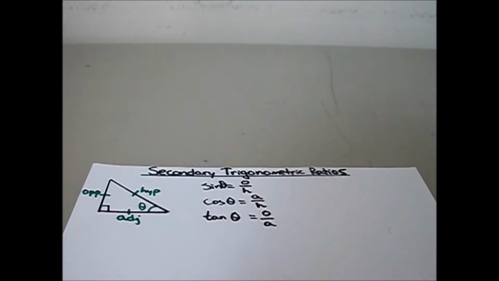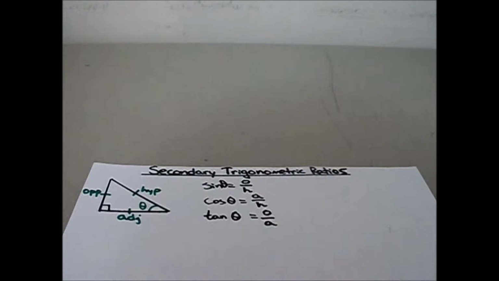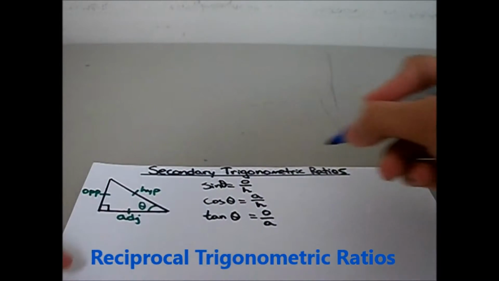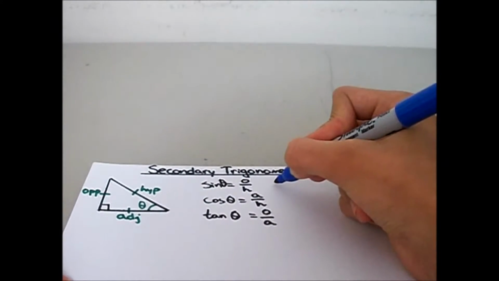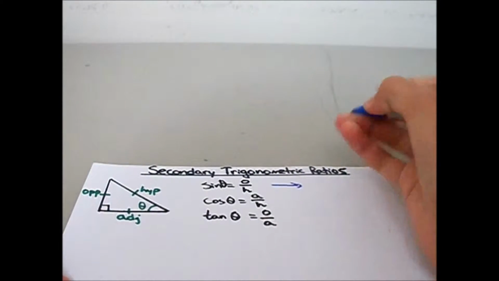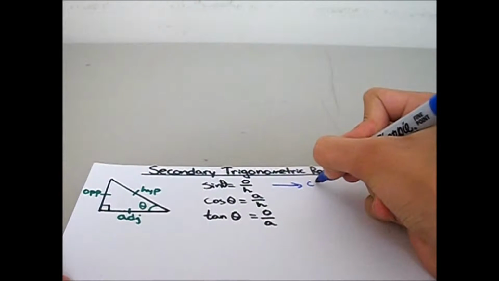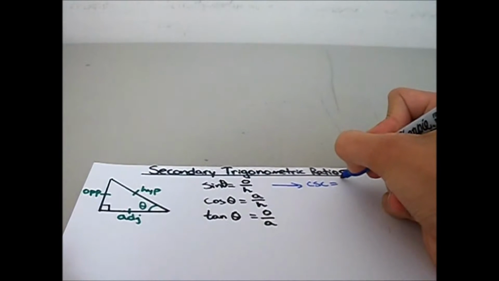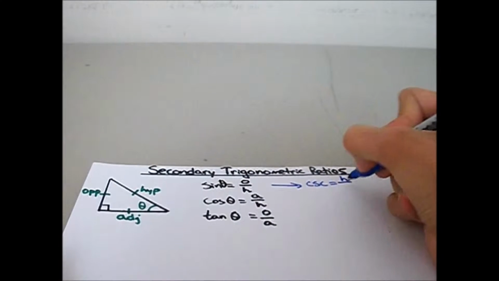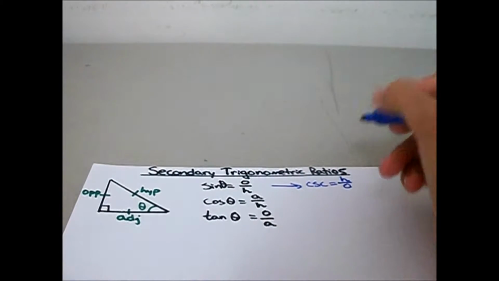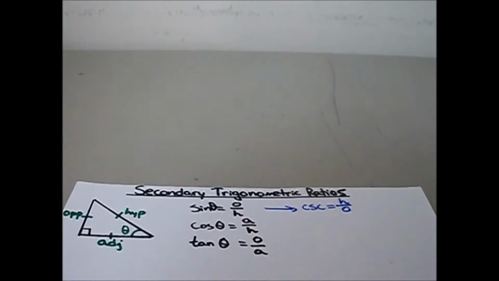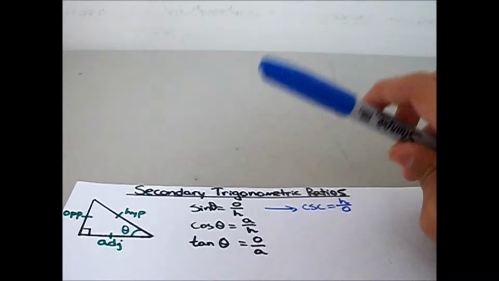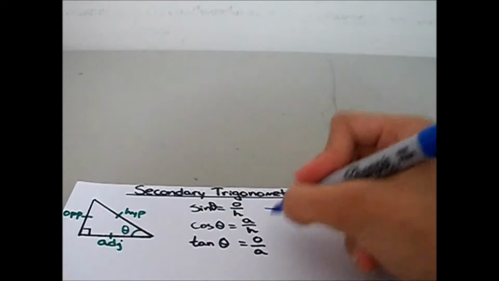Now for the secondary trigonometric ratios, which are also referred to as reciprocal trigonometric ratios, and you'll be seeing why. The reciprocal ratio of sine is called cosecant, or CSC, which is equal to hypotenuse over opposite, its reciprocal, in that the numerator becomes the denominator and the denominator becomes the numerator.